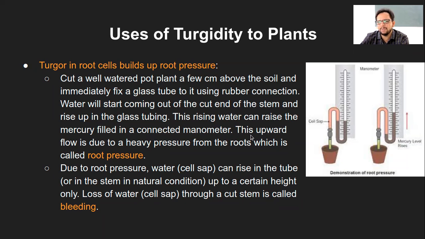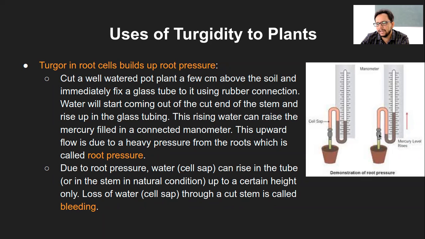It's usually used to measure the volumes and so on. So this upward flow is due to the heavy pressure from the roots, which is called root pressure. So the pressure which is pushing this water or the mercury upward in this tube is called root pressure. Now, if you see the earlier level of the mercury, this gray thing is here.